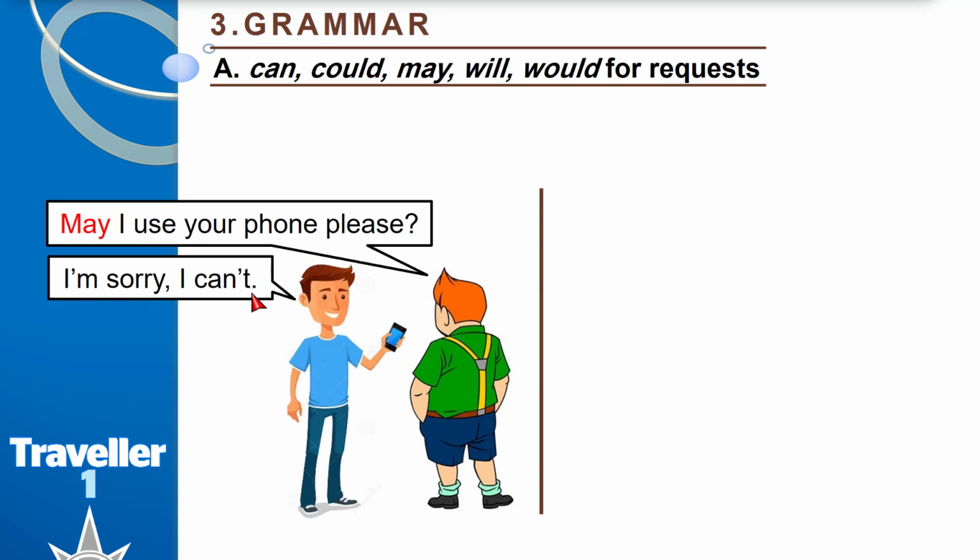Now notice, you can use can and can't, even though in the question you're using a different modal verb. You can ask with could and answer with can. Or ask with would and answer with can. Another way to say no is to say, I'm afraid not. Sorry, I can't. Well, actually, there are different ways to refuse, to say no.